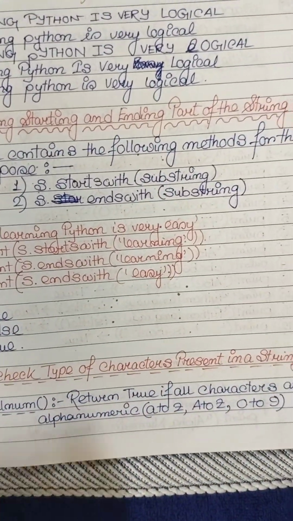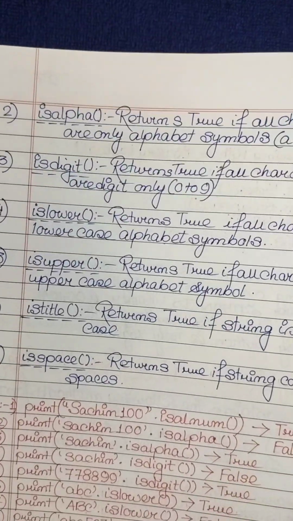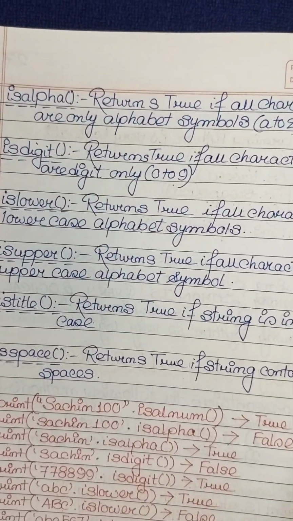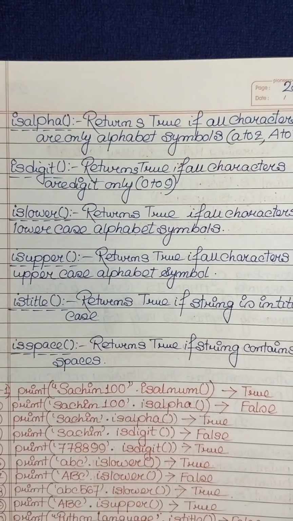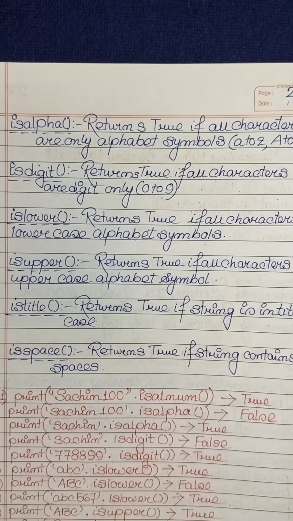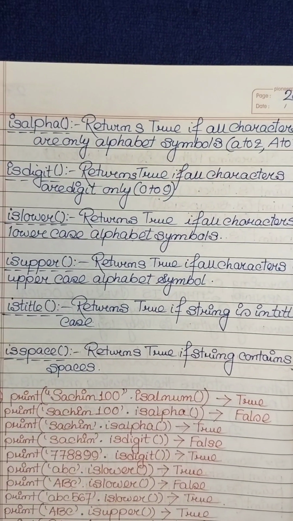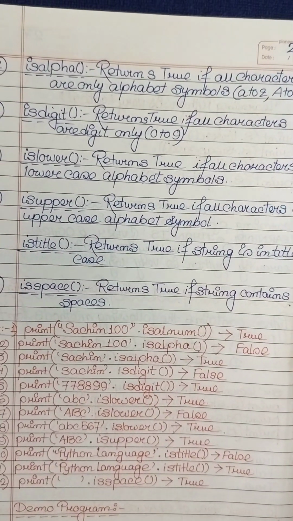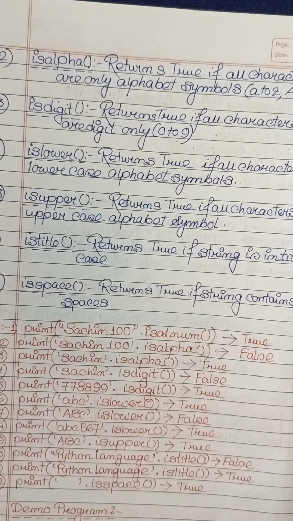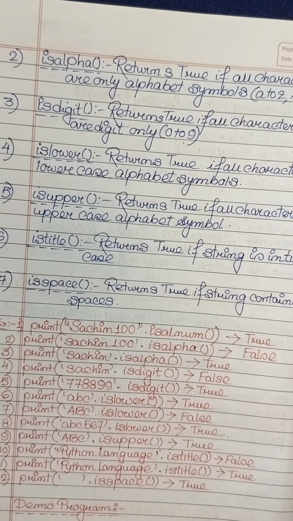Our next function is isalpha. It returns true if all characters are only alphabet symbols, a to z or capital A to Z. Very good. The next is isdigit. It returns true if all characters are digits only, 0 to 9.